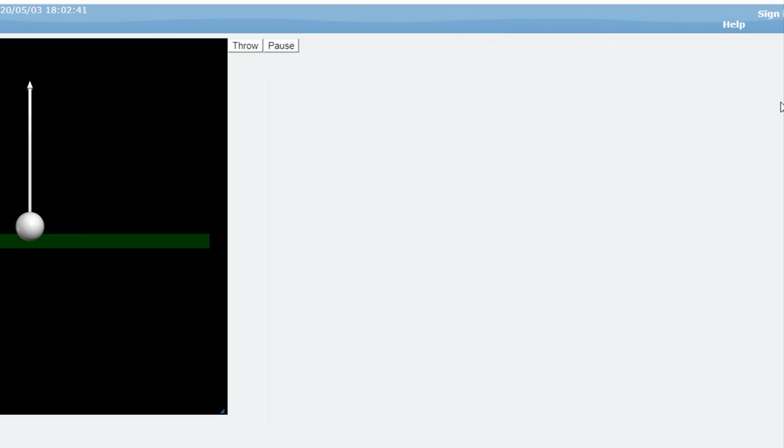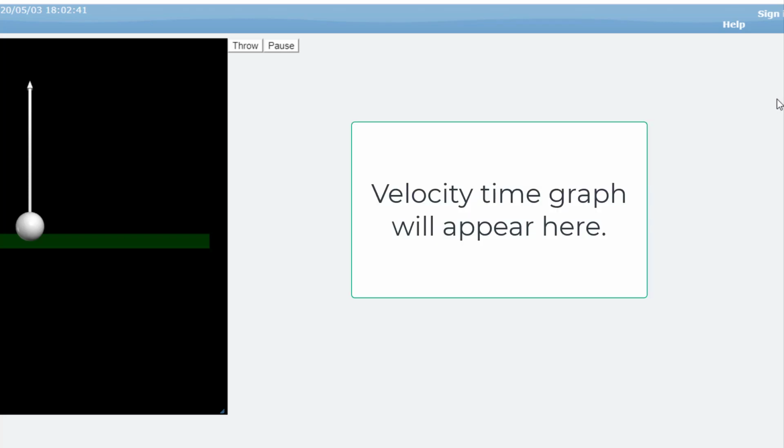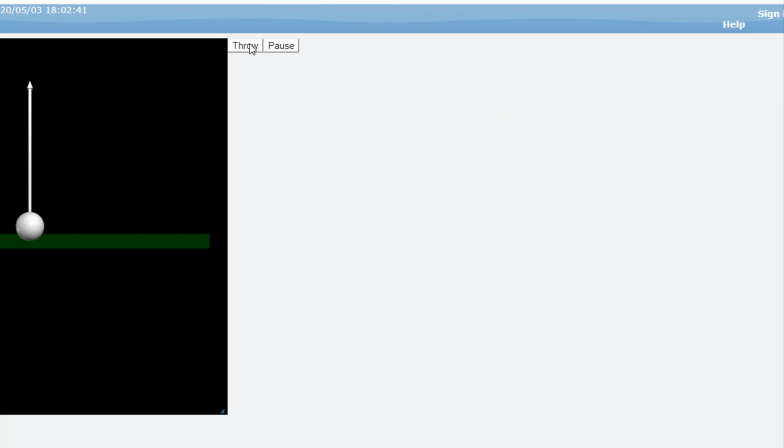Here's a computer simulation of a ball being thrown into the air from the ground. The white arrow represents the ball's initial velocity vector, and you can see it's pointing upwards. The green bar represents the ground. On the right hand side of your screen, you'll be seeing a velocity time graph drawn of that motion in real time. So let's throw the ball into the air with that initial velocity and find out what the initial velocity was and the shape of the velocity time graph.